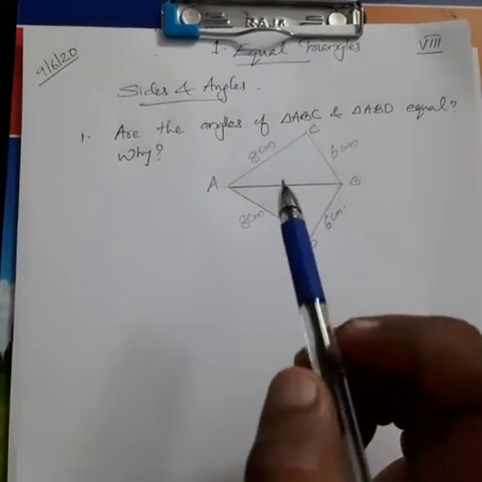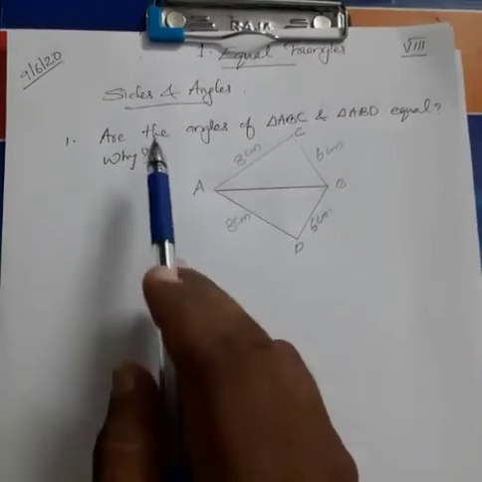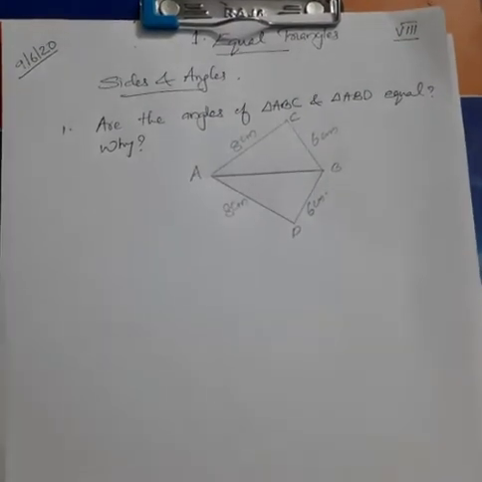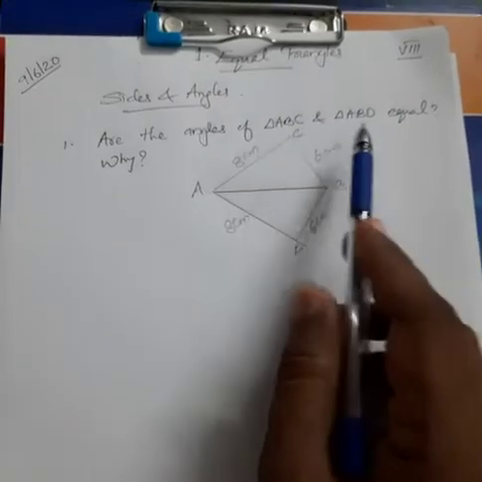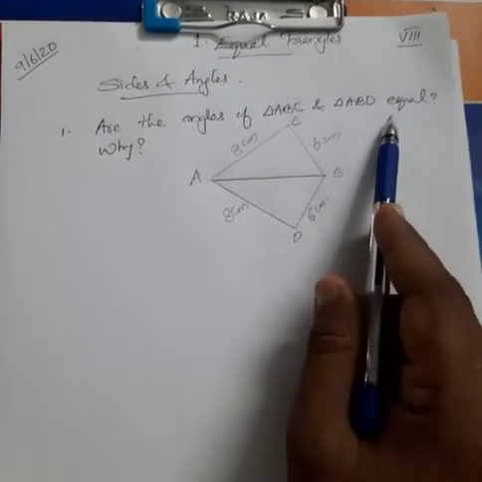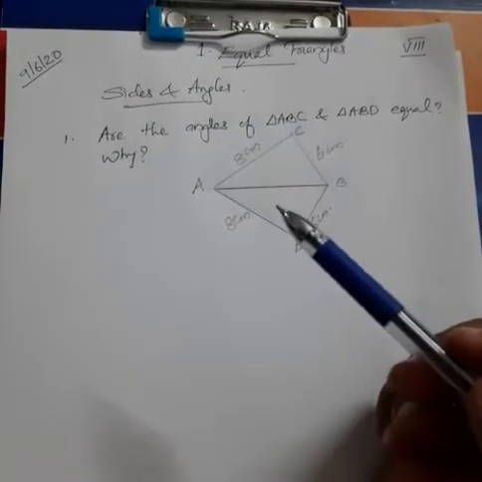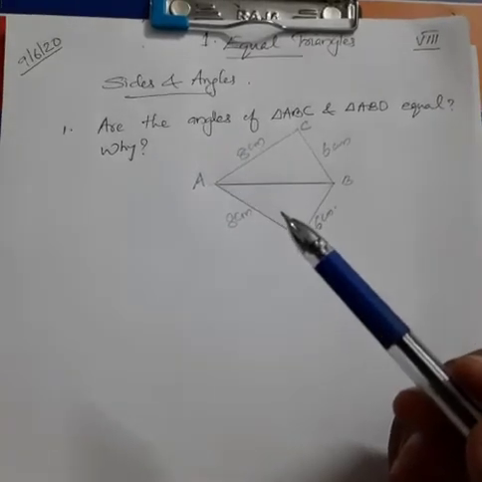Good morning students, we are continuing the last topic, sides and angles. See the question, are the angles of triangle ABC and triangle ABD equal? The angles of both these triangles, are they equal or not? And what is the reason if it is equal?